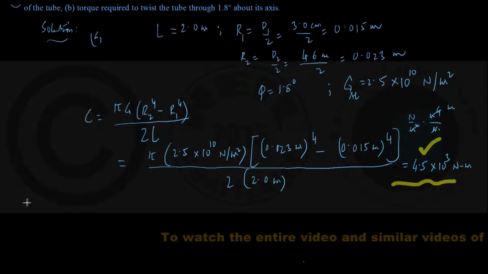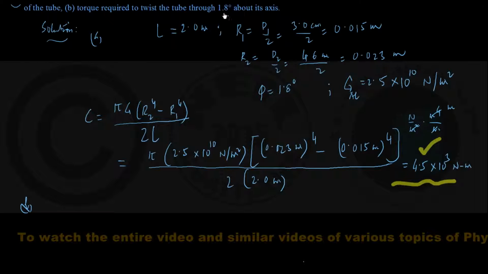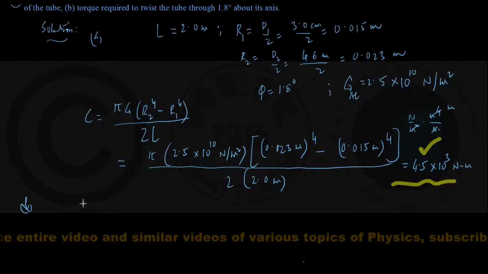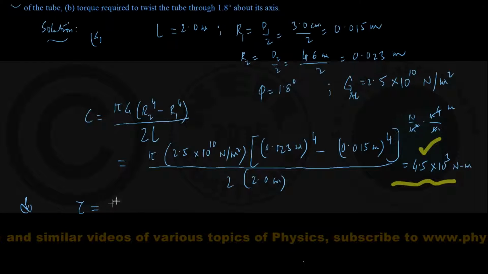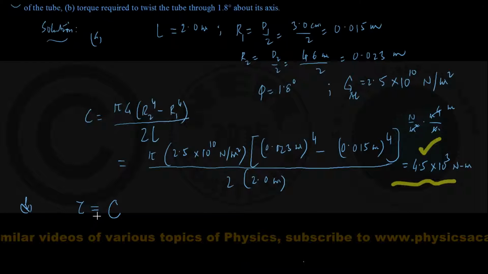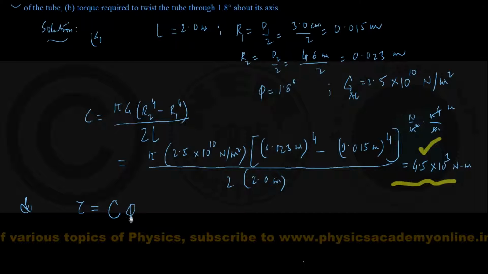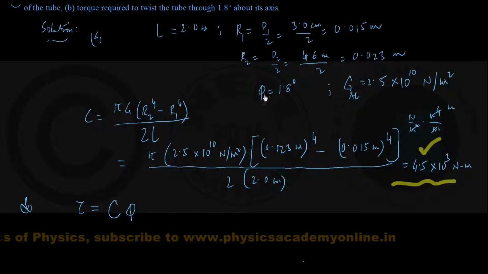Moving on to the part B of the question, they want us to find out the torque required to twist the tube to 1.8 degree about its axis. And here I've got a formula for that again. We have learned some time back. The torque required is given by torsional rigidity C of the tube multiplied by the angle of twist expressed in radians. This part you mustn't forget. So I have been given data on the phi in degrees, and while putting the values, I must be mindful.